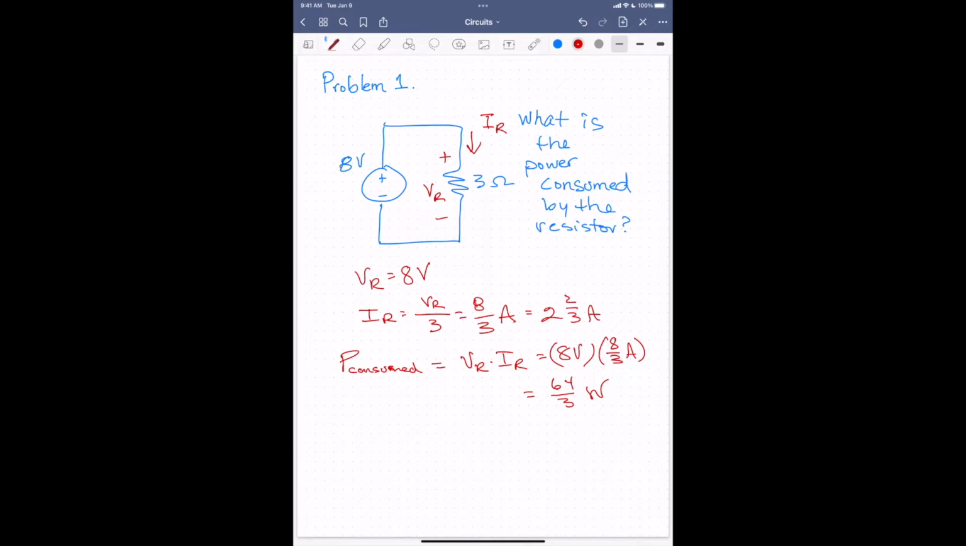And at this point, we can give the value as a number, and it will be 21 1/3 watts, which is 21.3333, however long you want to go, and that would be the power consumed. Now, what is the power supplied by that resistor?